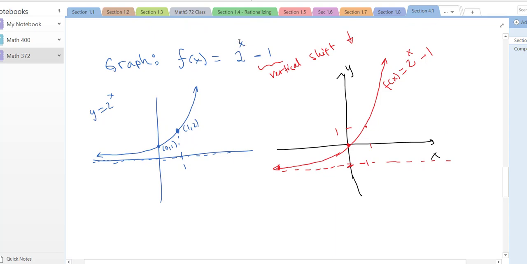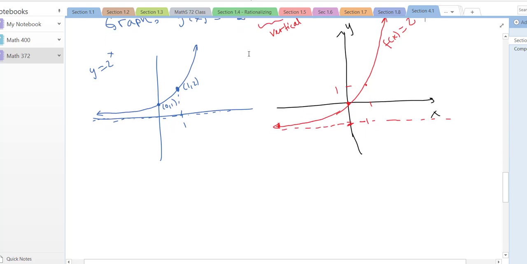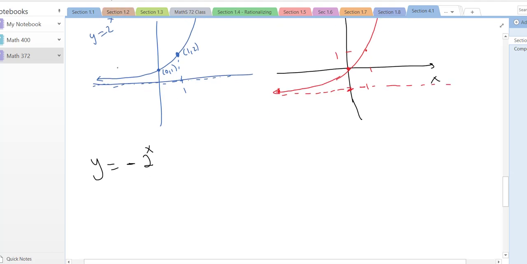Horizontal shift, you will see it as 2 to the x, maybe minus 1 as the exponent. So that would be a horizontal shift. What about a reflection about the x-axis? If I want to graph y equals negative 2 to the x, then the negative here is outside. And so that means I'm going to take my parent graph 2 to the x, and everything is going to be negative. So this essentially reflects this graph around the x-axis.